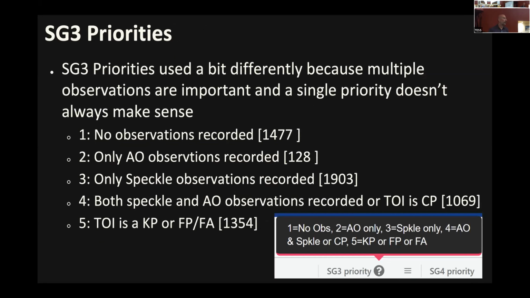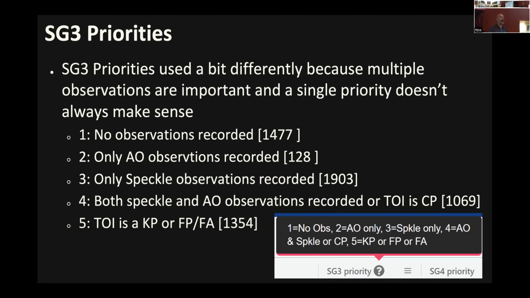I want to point out that the priorities on the SG3 are slightly different than the priorities for the other groups. We don't use these as high priority, low priority, but rather we use these as flags to indicate what has been done or not been done. You can read the numbers there, but effectively: no observations have been done, it has AO, it has speckle, it has both, it's a false positive, that kind of idea. Those codes are there to help with the planning and also for those of you who are not part of the group to understand what's been done or not been done.